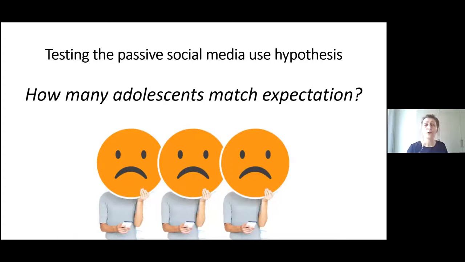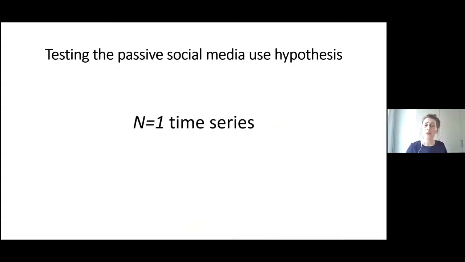So as I told you, we use methods that allowed us to unravel for how many adolescents the passive social media use hypothesis holds. In this study, we looked at the effects of browsing social media on affective well-being, and we examined how many adolescents became unhappier from browsing social media. And to that end, we used an N-is-1 time series analysis approach, which Irene already showed you.